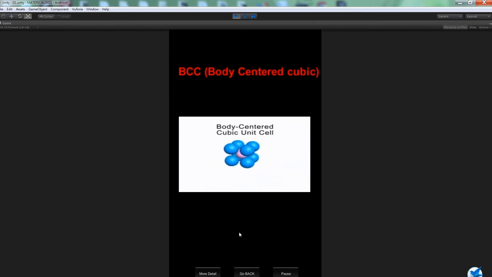With full-size spheres, you can see that the particles don't touch along the edges of the cube, but each corner particle does touch the one in the center. The actual unit cell consists of portions of the corner particles and the whole one in the center. 8/8 give one particle, and the one in the center gives another, for a total of 2 particles.